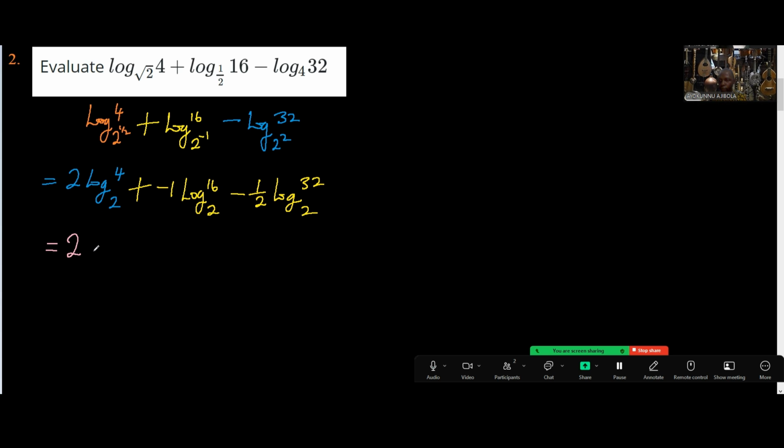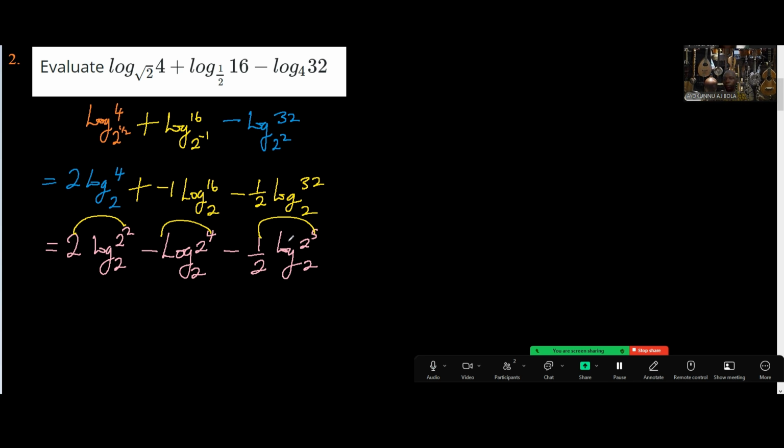So here we have 2 log 4 is 2 square, base 2. Then minus, there is no need of 1 again. Log 16 is 2 raised power 4, base 2. Then minus half log 32 is 2 raised power 5, then base 2. So all of those powers will transport themselves to the back, to multiply whatever number is at the back. Yes, sir.